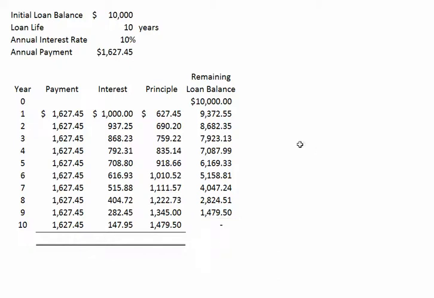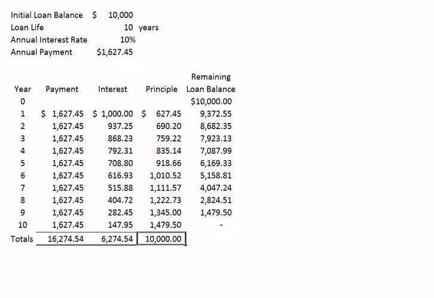Another thing to observe over the life of the loan is that over time, the interest portion of each payment decreases, and that's because our loan balance is decreasing, while the portion applied to principal increases. If we were to sum up the total payments, we made 10 payments of $1,627, or a total of $16,274. And if we sum up the amount of interest, we'll see we will have paid $6,274 in interest. And of course, since our loan balance has been fully paid off, the sum of our total principal payments is $10,000.